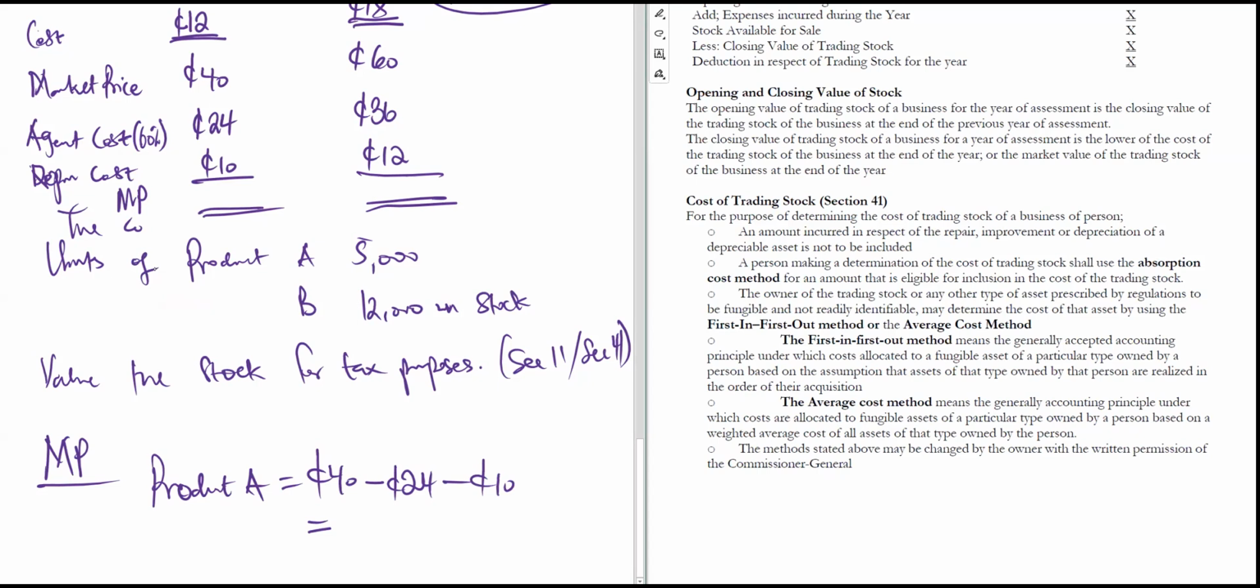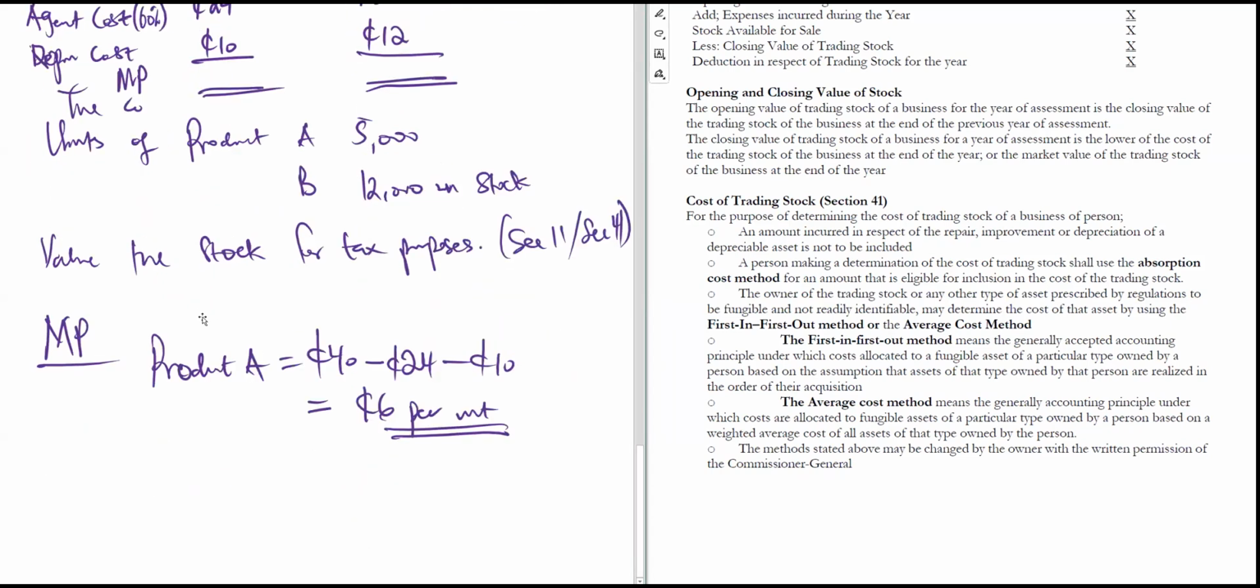How much? 6. How much? The lower is 6 CDs. Okay, 6 CDs per unit, right? Okay, 6 CDs per unit.